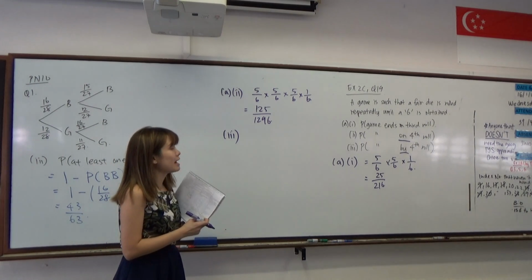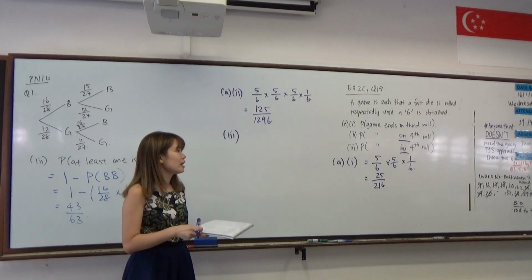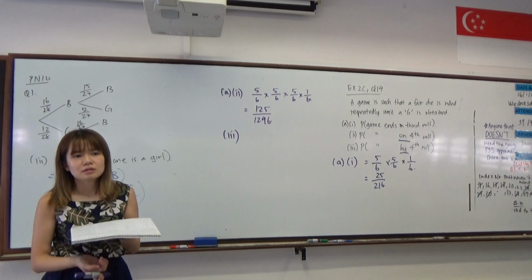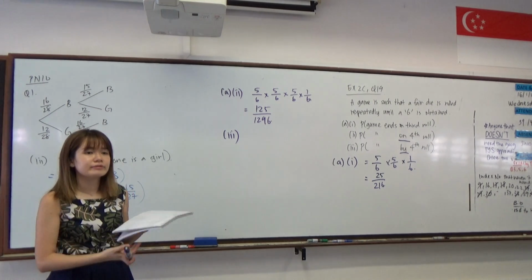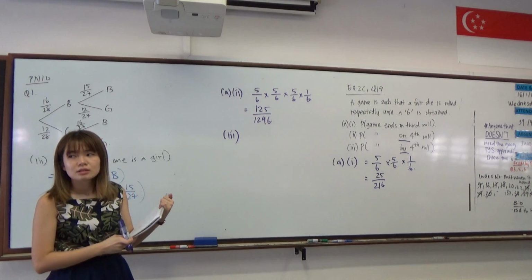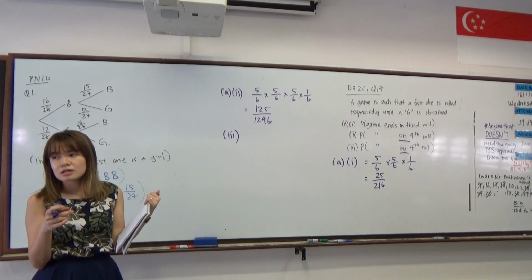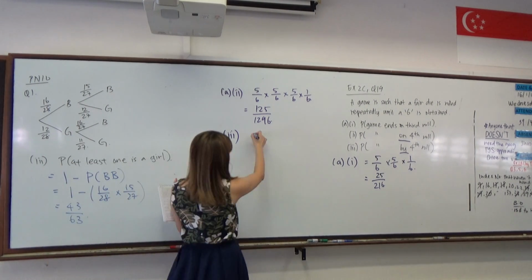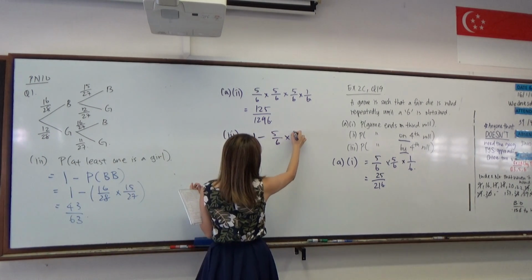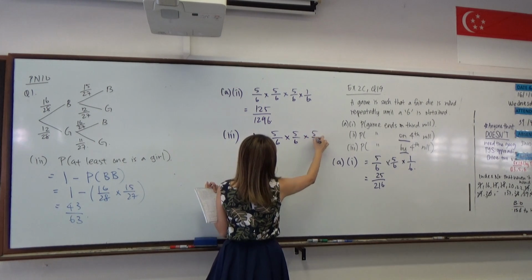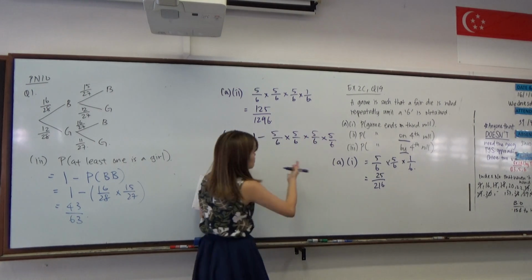Then how do we actually do part 3? Probability that it does not end by the 4th row. Any suggestions? 1 minus? Okay, so is saying we take 1 minus 5 over 6 times 5 over 6 times 5 over 6 times 5 over 6. Why do we do this?